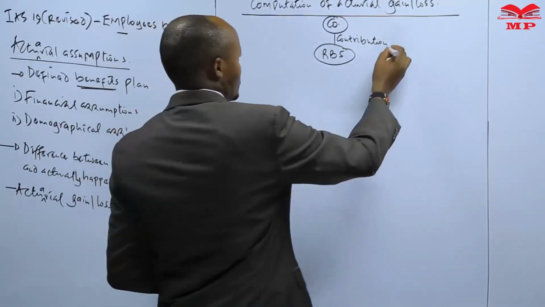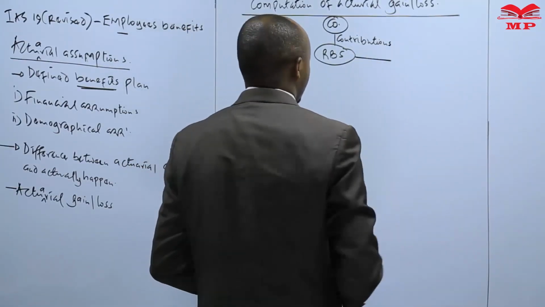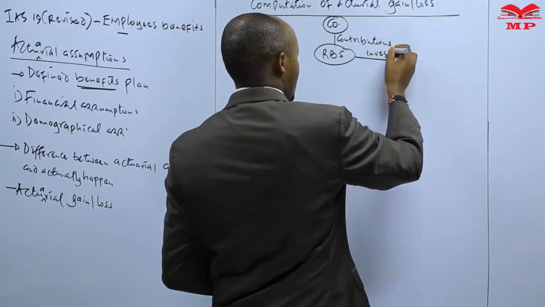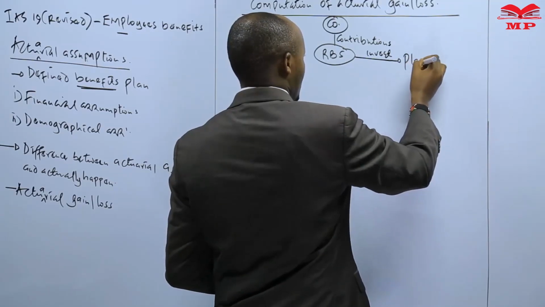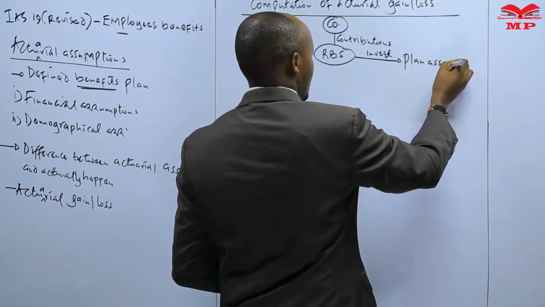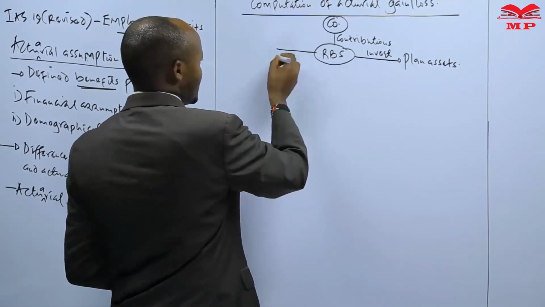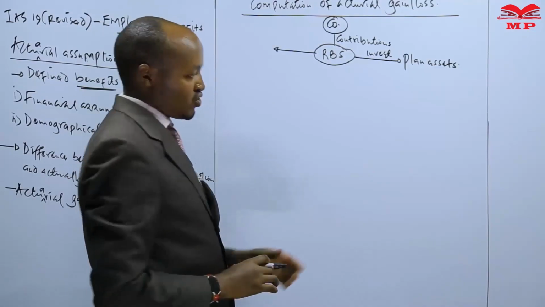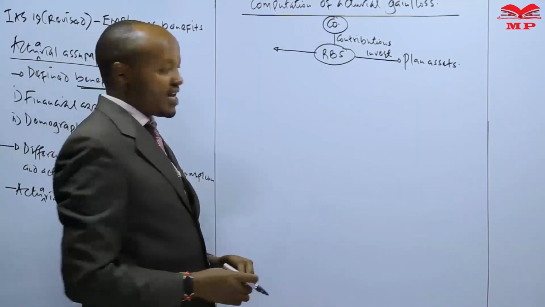Once the contributions are forwarded to this retirement benefit scheme, it will first of all invest those contributions, and as a result of that, it will have some assets which are known as plan assets. On the other hand, this retirement benefit plan will have an obligation to pay the benefits to the employees once they proceed for their retirement.